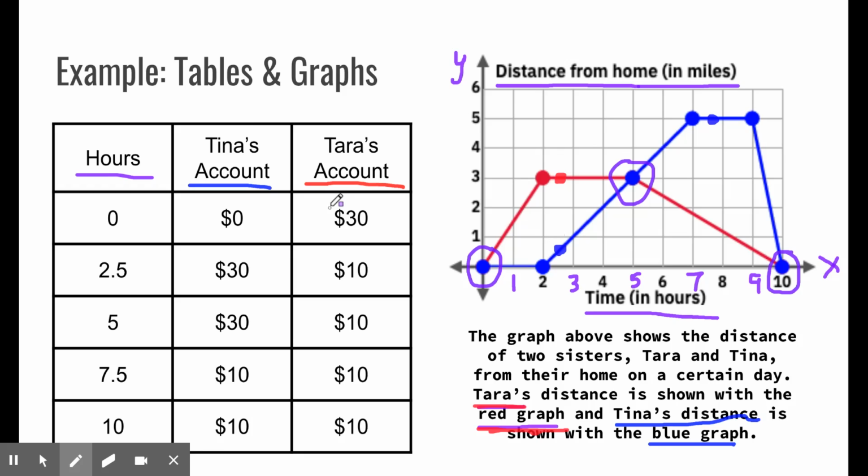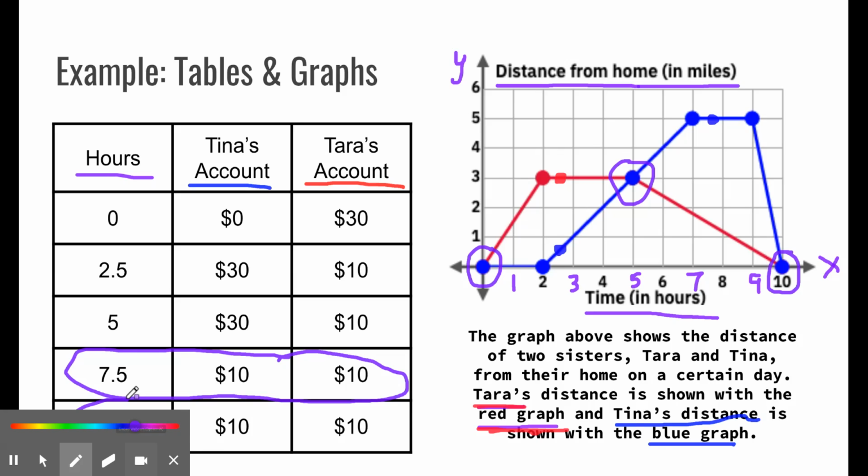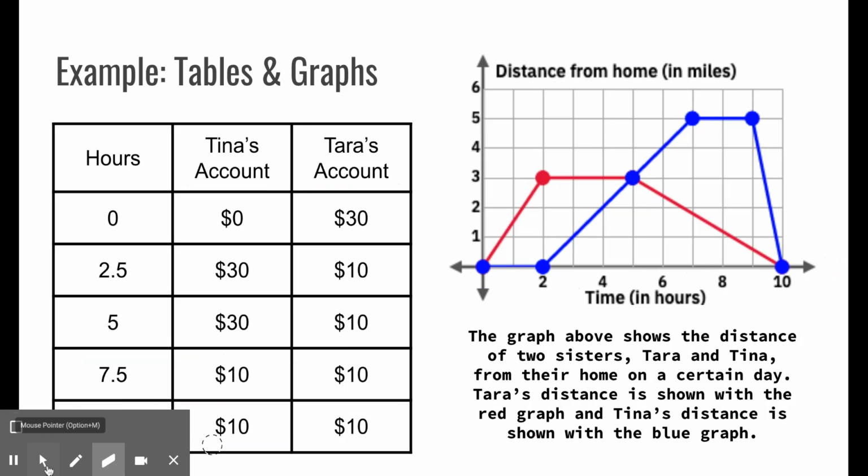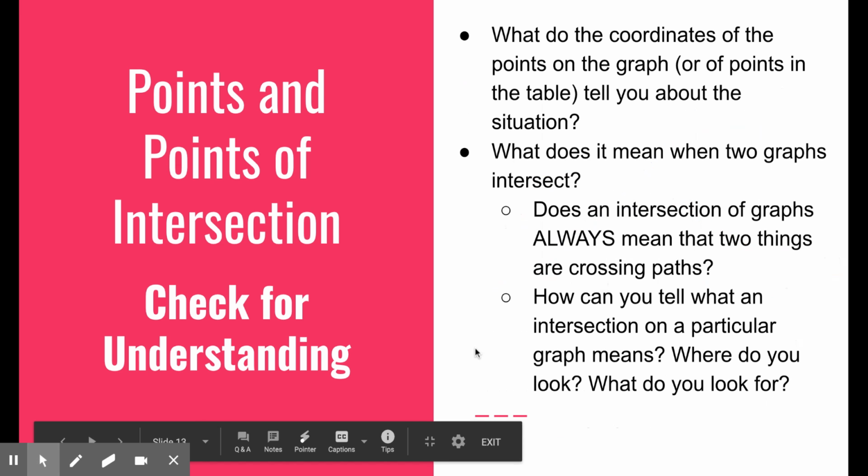You can find intersections also in a table. So if we look at our table here and we're comparing maybe Tina and Tara, we can see that Tara's got more money than Tina's got more money. And then at the end here, we've got some intersections. So at 7.5 hours, both sisters have the same amount of money, $10. And again, at 10 hours, we can see that they have the same amount of money. They have that $10. So hopefully that makes sense as far as how we can reason about points on a graph and intersection points especially.